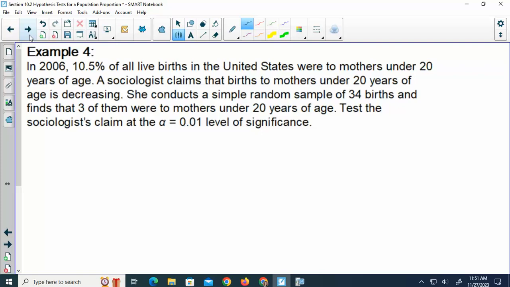So in 2006, 10.5% of all live births in the United States were to mothers under 20 years of age. A sociologist claims that births to mothers under 20 years of age is decreasing. She conducts a simple random sample of 34 births and finds that 3 were to mothers under 20 years of age. Test the claim at the alpha equals 0.01 level of significance. All right, so my null hypothesis is what? The proportion is 0.105. What's the alternative?